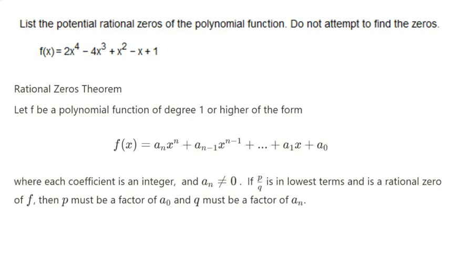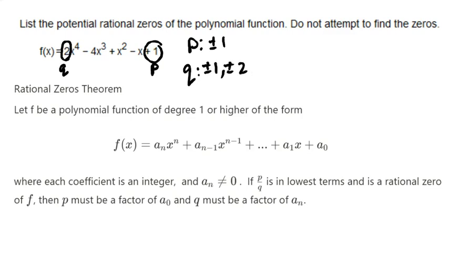So p is a factor of a naught, so p will be a factor of 1. The factors of 1 are plus and minus 1. And then q will be the factors of our leading term, which is 2. The factors of q are plus and minus 1 and plus and minus 2. So our potential rational zeros will be of the form p over q.